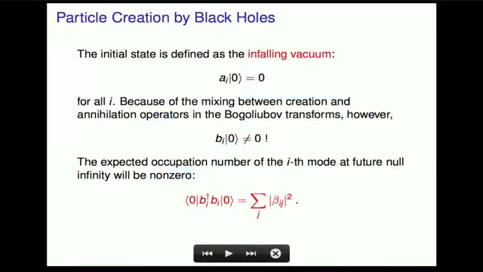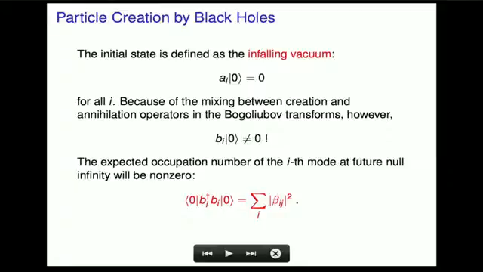So again, the initial state we're going to say is just a vacuum. There are no particles; after the black hole forms, we're going to let no more particles come in. And because of this mixing, this vacuum, which is annihilated by the AIs, will not be annihilated by the BIs, because the BIs contain an AI creation operator, an AI dagger, in them.